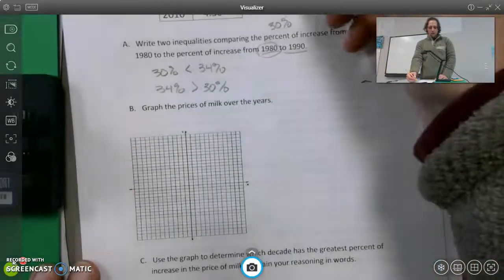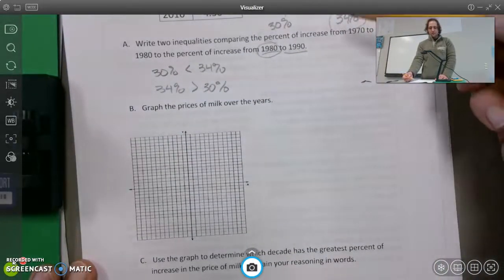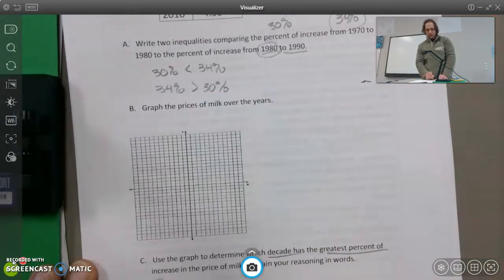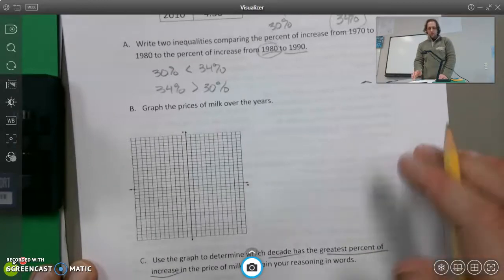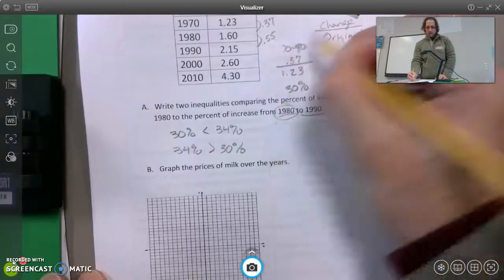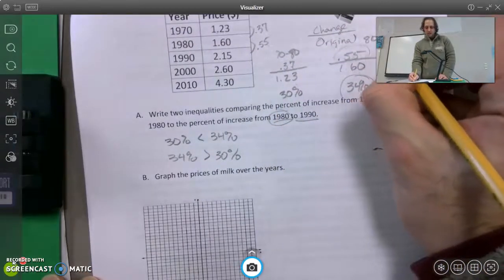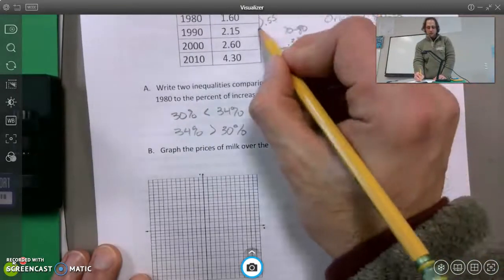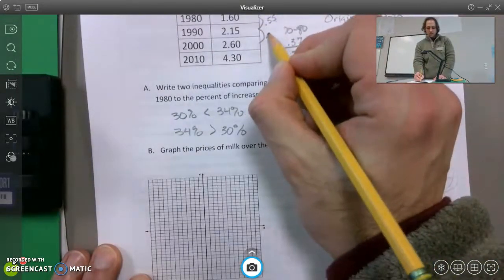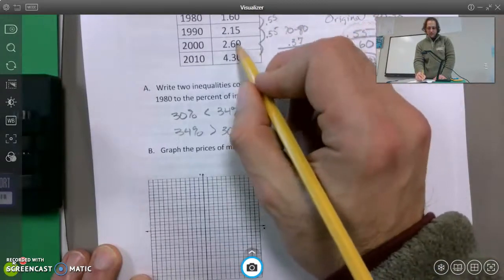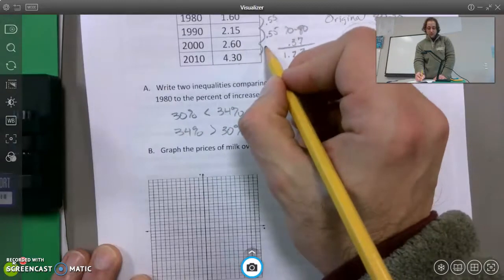we are going to look up here and we can determine which decade had the greatest percent of increase. Okay, so we've already figured out this is from 70 to 80. This is from 80 to 90. Let's do 90 to 2000 and then 2000 to 2010. So 90 to 2000 is 55 cents. And 2000 to 2010 is $1.70.